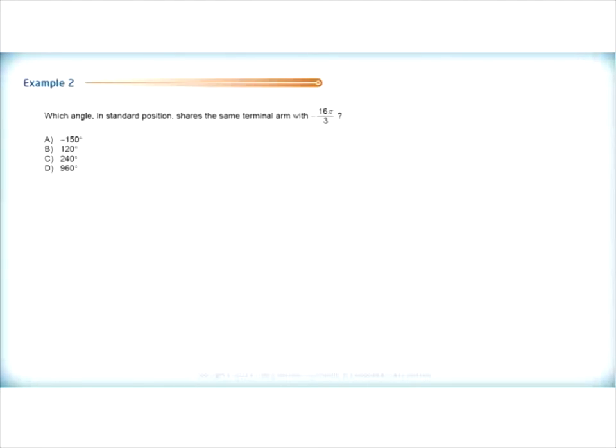So look at some examples. Which angle in standard position shares the same terminal arm with negative 16 pi over 3? Again, you can pause the recording here and try this one first, if you wish, before I actually do it.